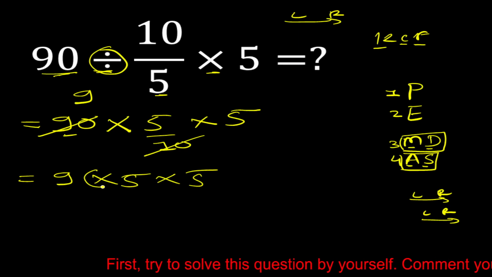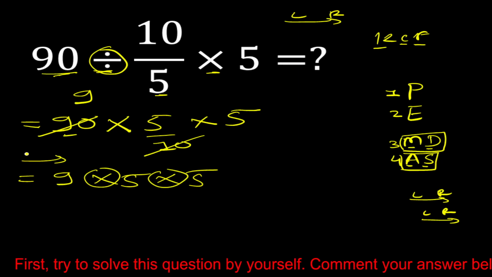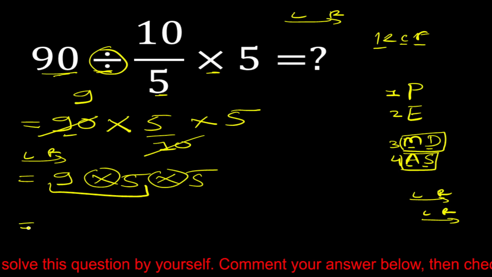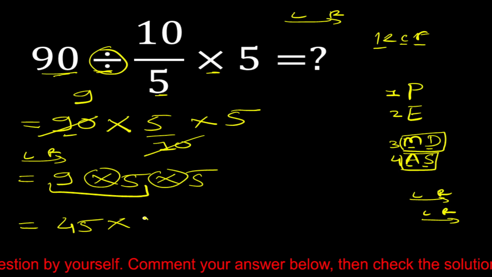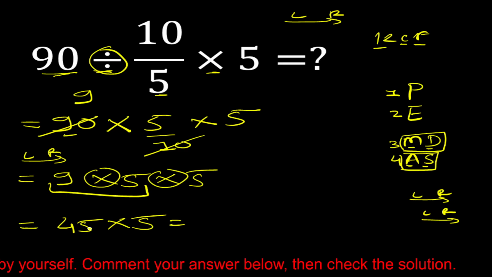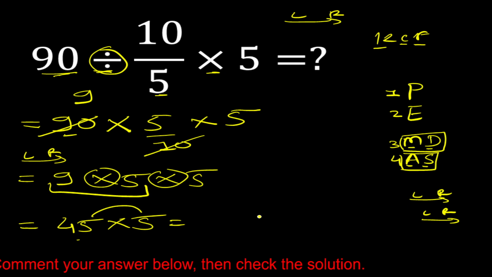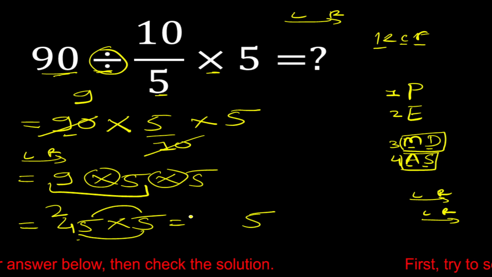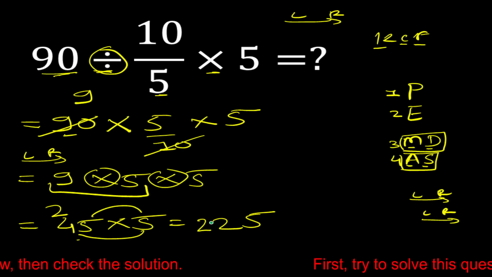Okay. So now here is multiplication and here is multiplication. Both have equal priority. So we have to solve it from left to right. So first we have to solve this part. So 9 multiply 5 is equal to 45 multiply 5. Now 45 multiply 5: 5 times 5 is 25, so 5 carry 2; 5 times 4 is 20, plus 2 is equal to 22. 225 is the correct answer.